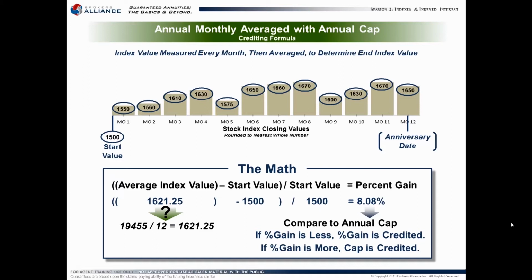So as you can see here, the annual monthly average, at least from a mathematical perspective, is very similar to just the straight annual point-to-point with cap. The only difference between the two is that ending index value is being replaced by the average index value. Other than that, the math is exactly the same.